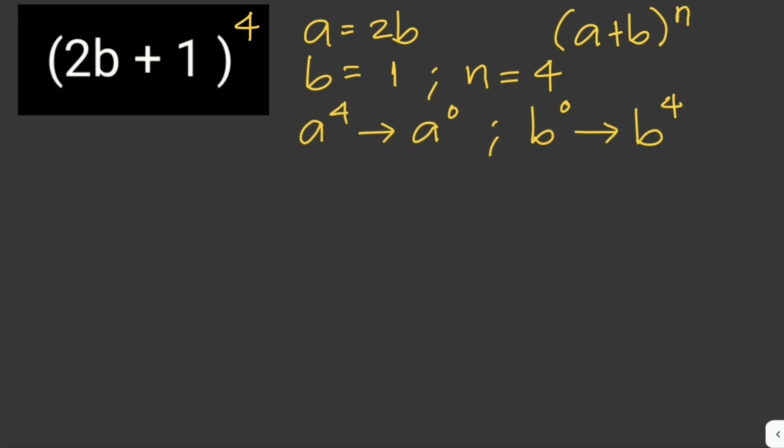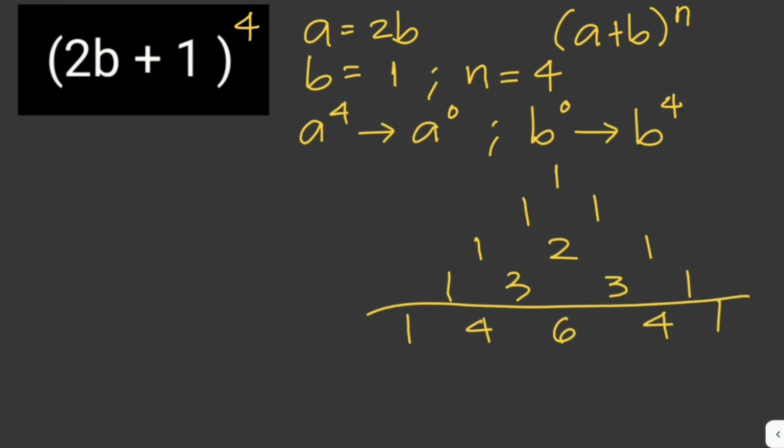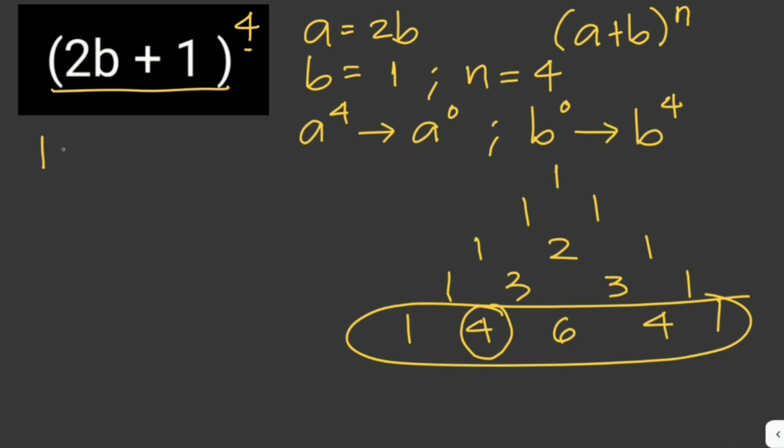And now for the coefficient, Pascal's triangle. So 1; 1, 1; 1, 2, 1; 1, 3, 3, 1; 1, 4, 6, 4, 1. So we will use this row here where the second number is 4 because our exponent here is 4. Therefore, the coefficients of this binomial expression are 1, 4, 6, 4, 1.